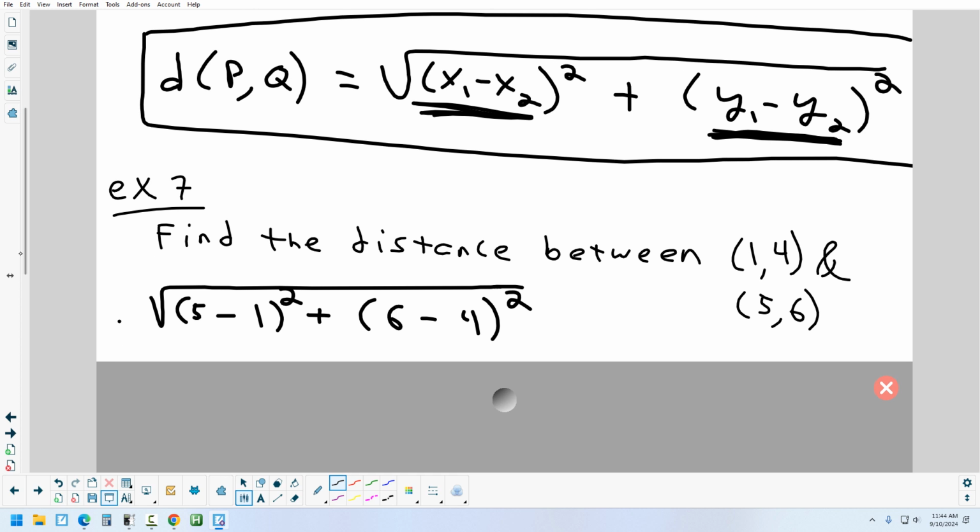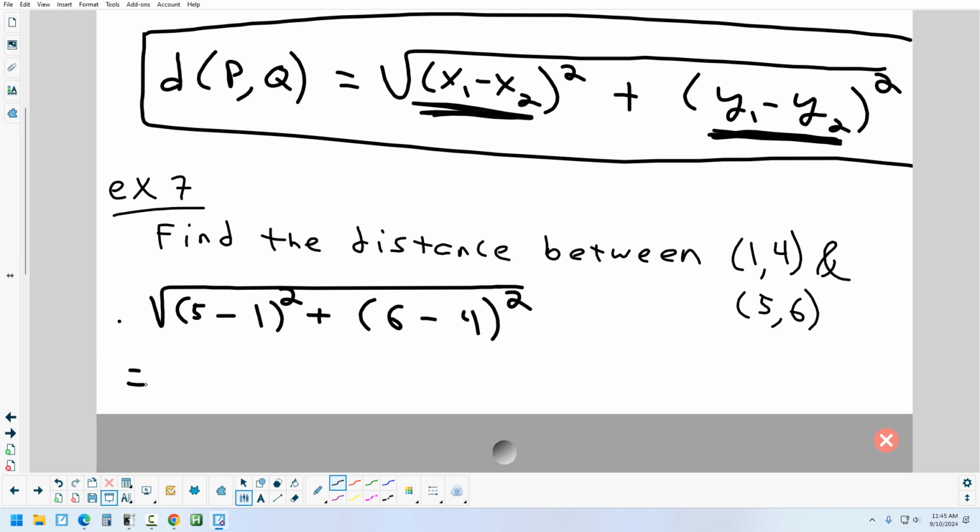All right, so let's go through and see what we get. Maggie, what's 5 minus 1? 5 minus 1 is 4. And when we square that? 16. Yep. Gracie, how about 6 minus 4? 2. And when you square that, you get 4. And now that gives you square root of 20.